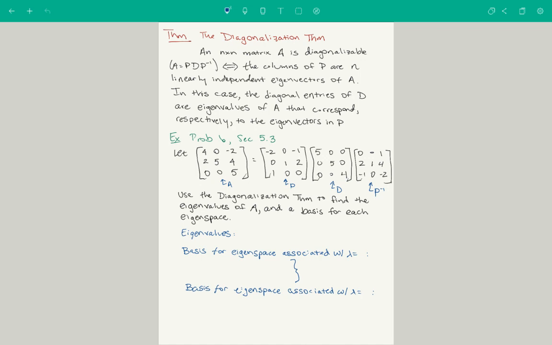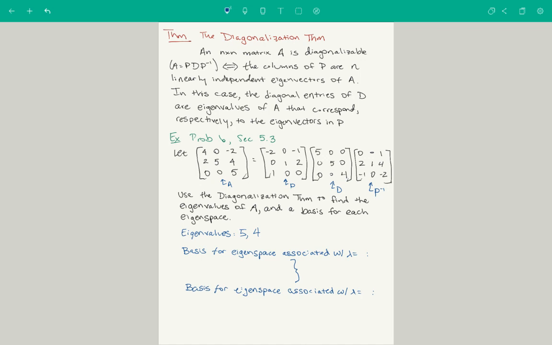We read the eigenvalues off of D. D has 3 spots, but only 2 of them are distinct. So we have eigenvalues 5 and 4. Because 5 has a multiplicity of 2, there are 2 copies of 5. This means that the eigenspace, we're hoping, is going to be dimension 2.